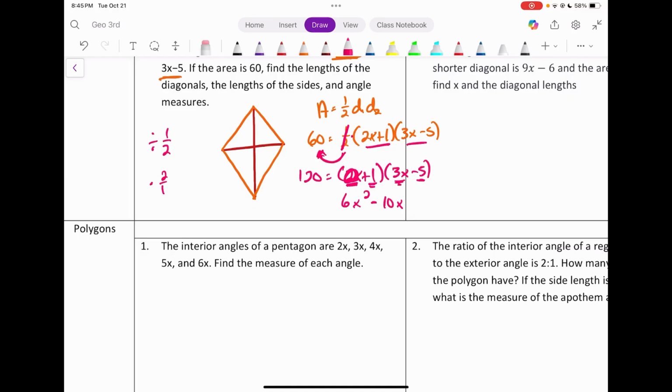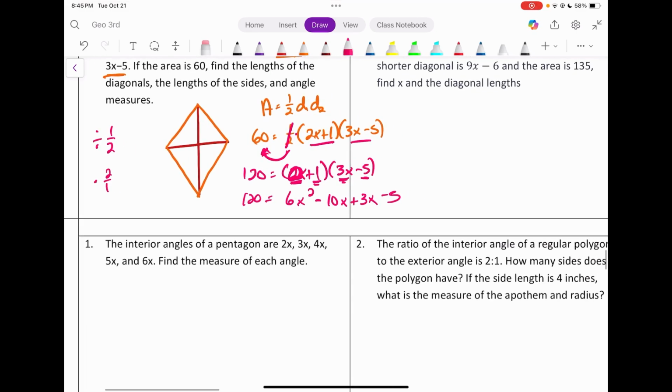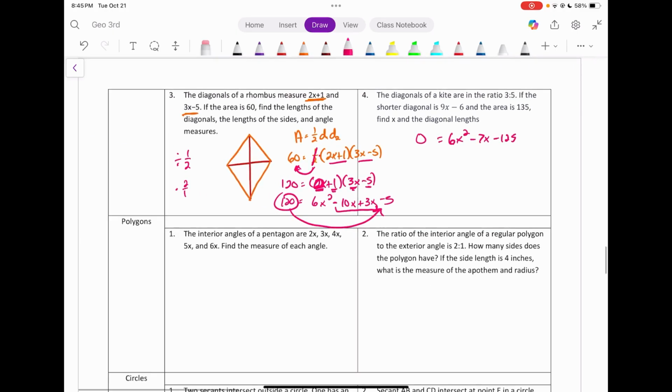1 times 3x is a positive 3x. 1 times negative 5 is negative 5. So now what you've got is actually a quadratic equation. We're going to combine all of our like terms. I'm leaving 6x squared over there. My negative 10 and plus 3x, I'm going to combine into negative 7x. My 120, I'm moving it over by subtracting 120 with the other side, and that's equal to 0.